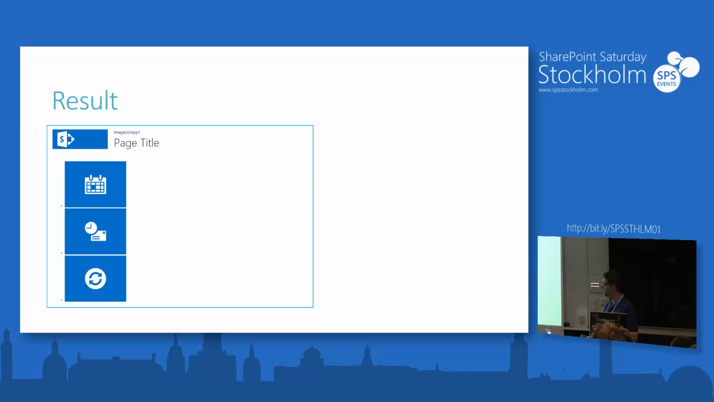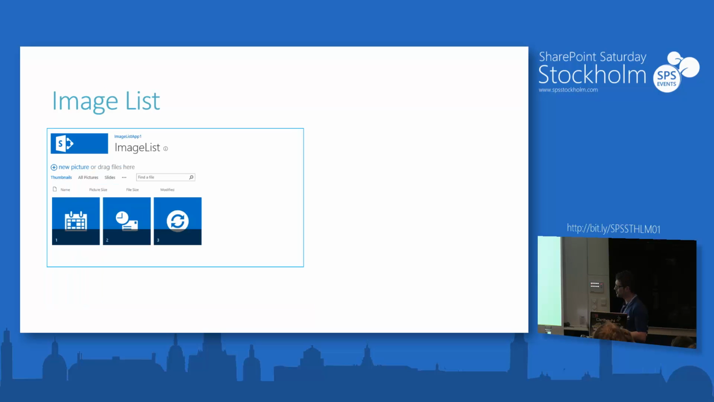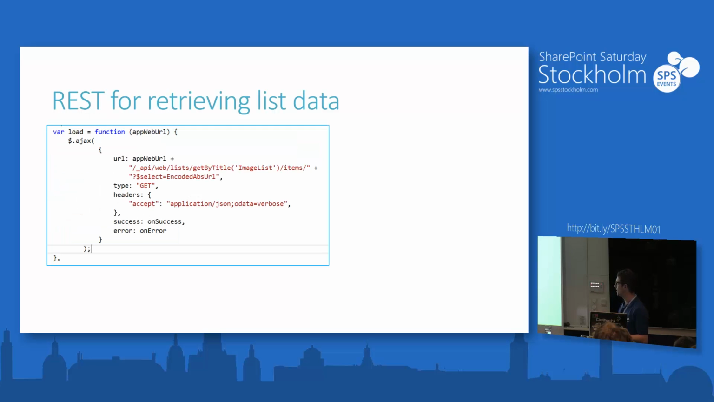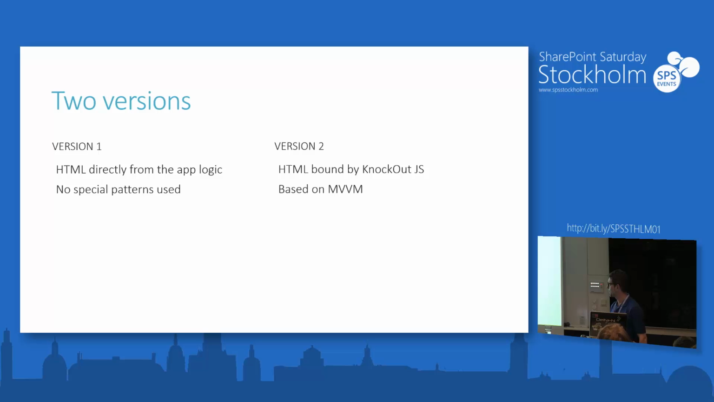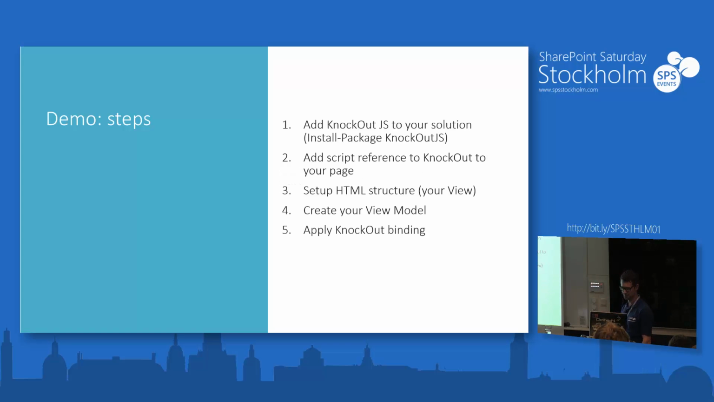And what result would that be? Well, it's a very impressive app. It just shows an unordered list of 3 images. Those images come from a local image list called ImageList. It's local to my app, so I will deploy it with my app. And I will use plain REST to get, in this case, the encoded absolute URL for my images to, in version 1, construct my HTML, and in version 2, to data bind it. So 2 versions. One will have HTML directly from the app, no special patterns, although that's not that important. But version 2 will be HTML bound by Knockout and will be based on MVVM.